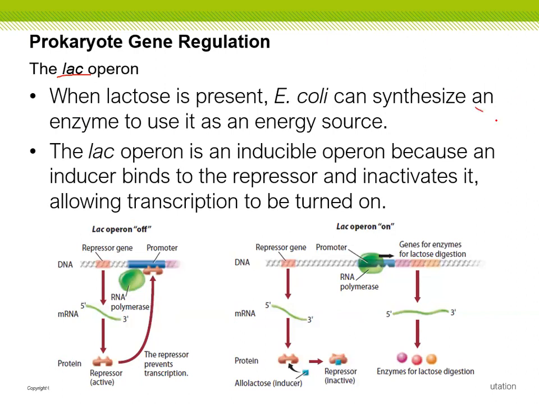You don't need to know the first part here, but a lac operon is called an inducible operon. I'll make sense of this. It's an inducible operon because an inducer binds to the repressor and inactivates it, allowing transcription to be turned on. AKA, this can be either on or off, but it will bind to a repressor and inactivate it. What's a good example of this?